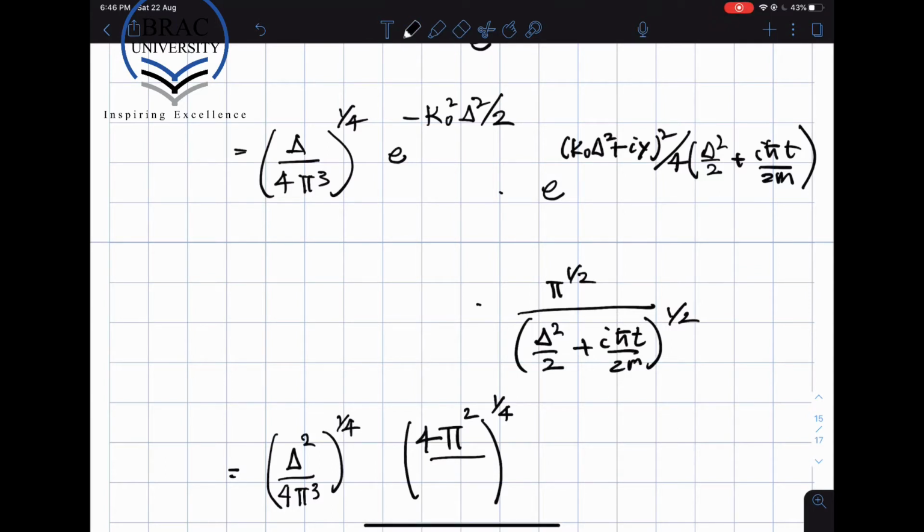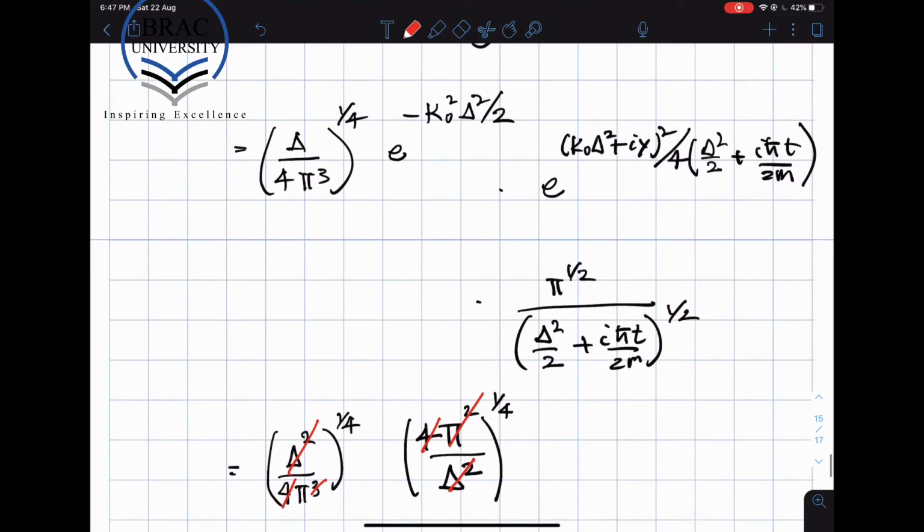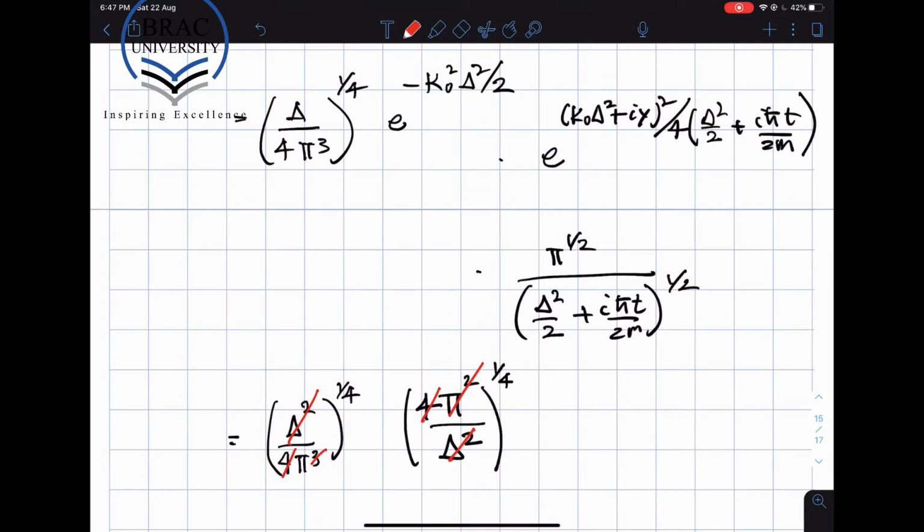Because there's a square root here and there's a 1/4 here, the one factor of delta that we pulled out will become delta squared. So if I do this, then you can see that this factor of 4 will cancel out this factor of 4. This delta squared will cancel out with this delta squared. This pi squared will cancel out with pi squared here, leaving behind one factor of pi under the power 1/4. Okay, so this takes care of the constant.